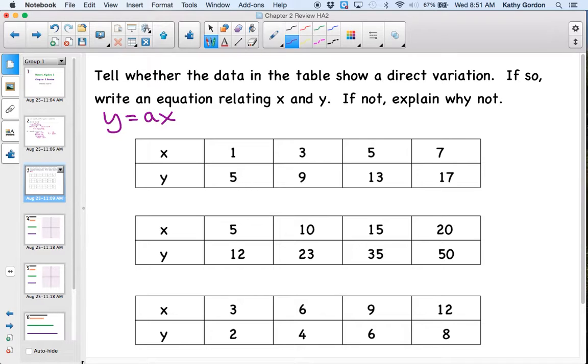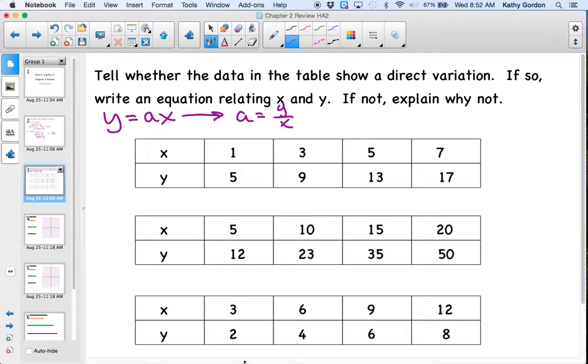Okay? And it comes from taking this equation and rewriting it with a isolated. So in order to get a by itself, what would we need to do? Divide by x. So we can rewrite this equation as a is equal to y divided by x. So that's what you test.